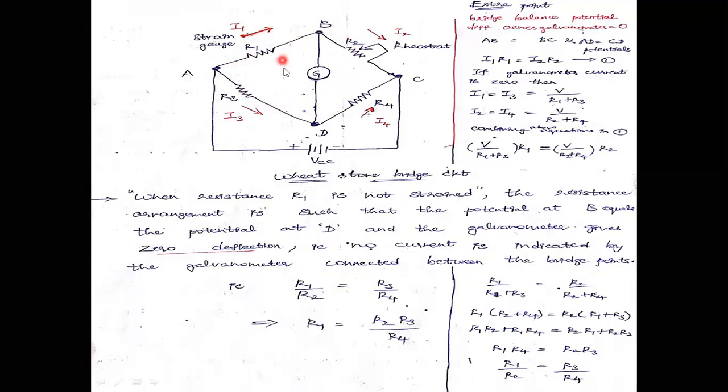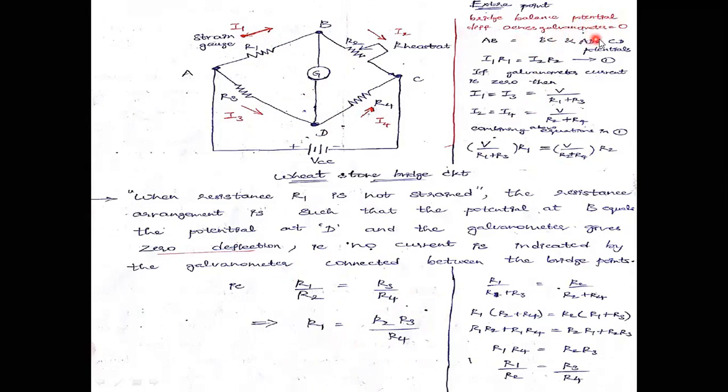Let us assume the balanced condition in the initial position, then R1 by R2 is equal to R3 by R4. Therefore R1 is equal to R2 R3 by R4. We write this in general, but we need to give this equation in the normal calculated format.